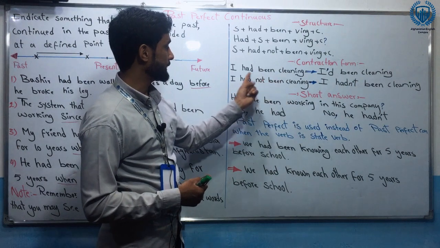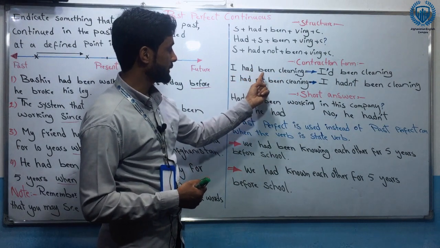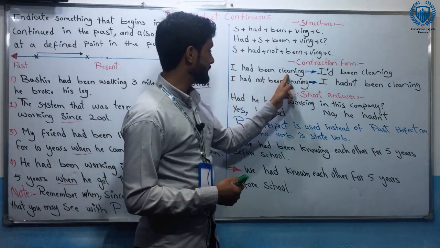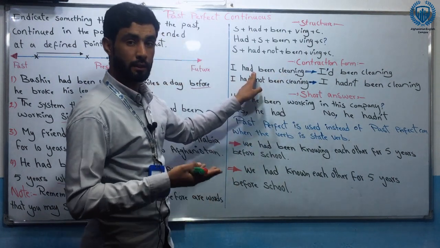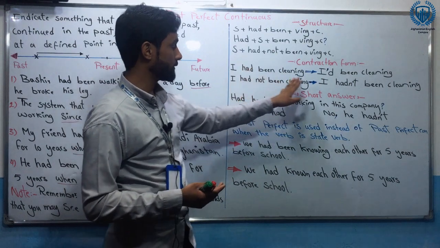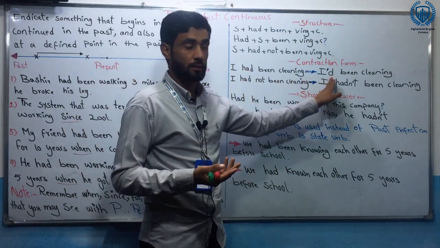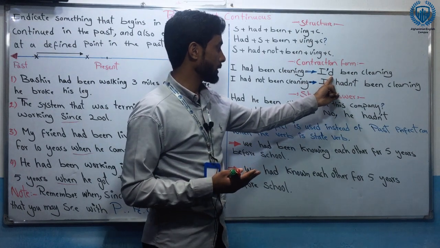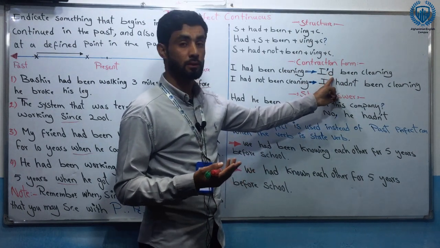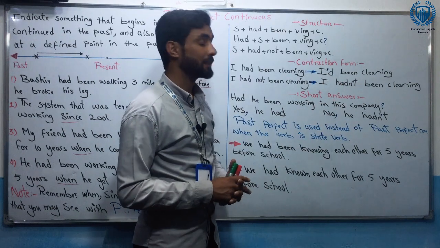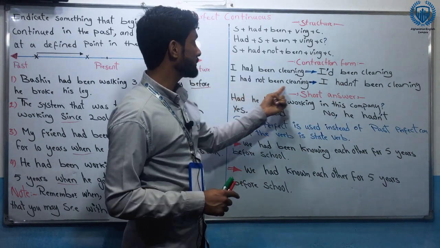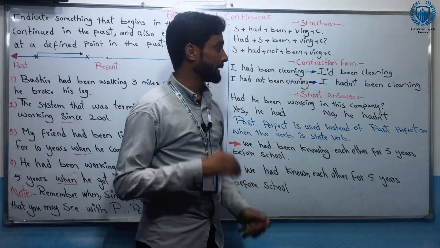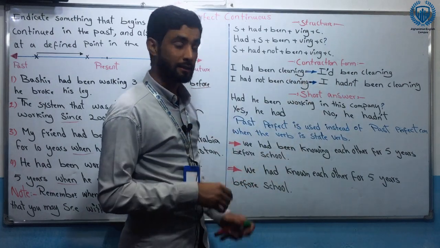I had been cleaning. I is the subject, had is the auxiliary, been is the auxiliary verb, and then the present participle form. I had been cleaning is the main form, that means no contraction form, but we can contract, we can make the auxiliary verb short. Instead of had, we can use 'd: I'd been cleaning. And I had not been cleaning. Instead of had not, we can use hadn't. I hadn't been cleaning.